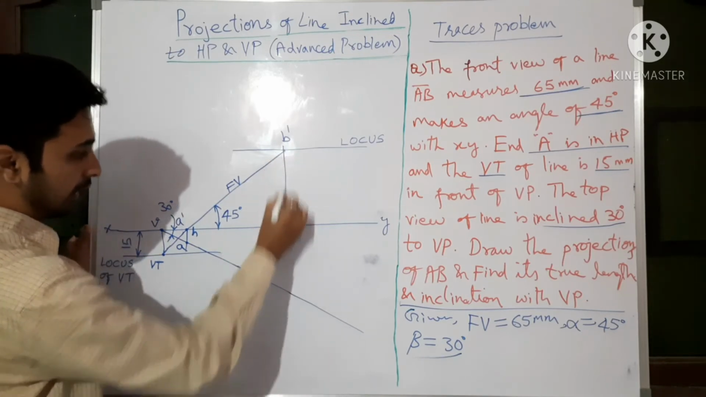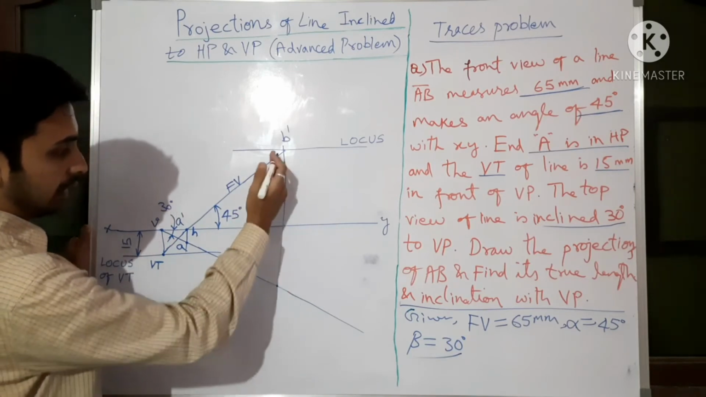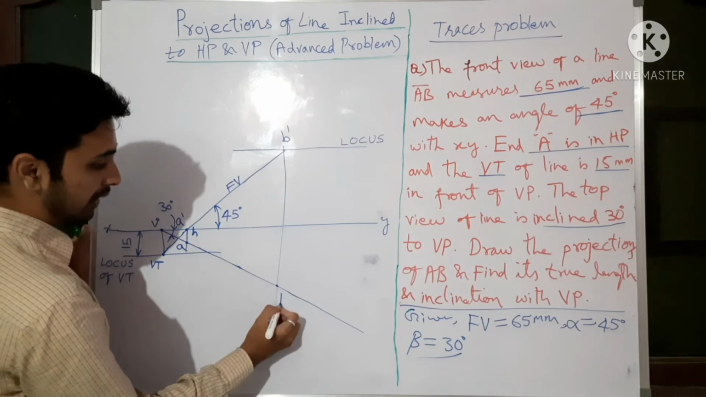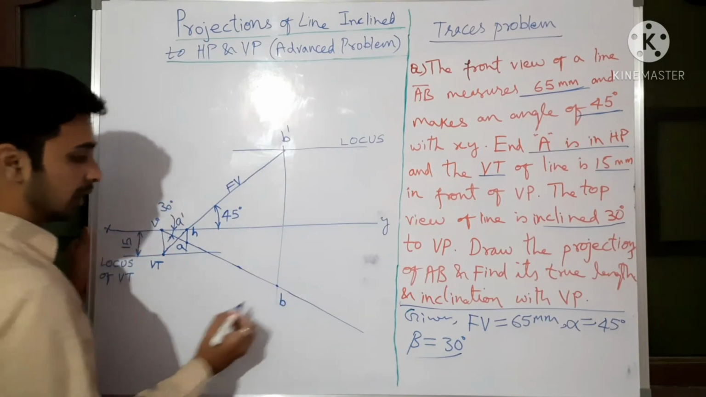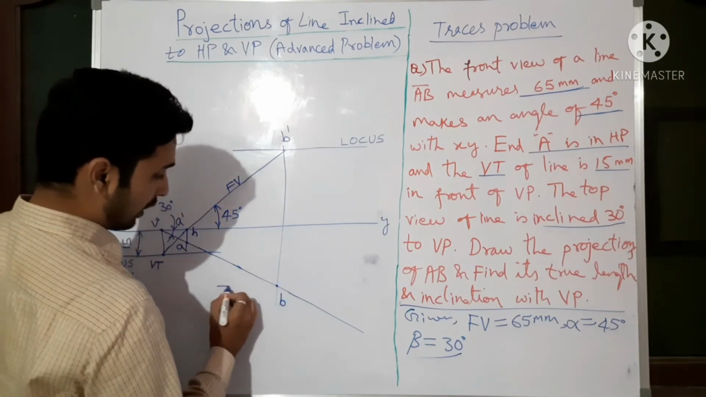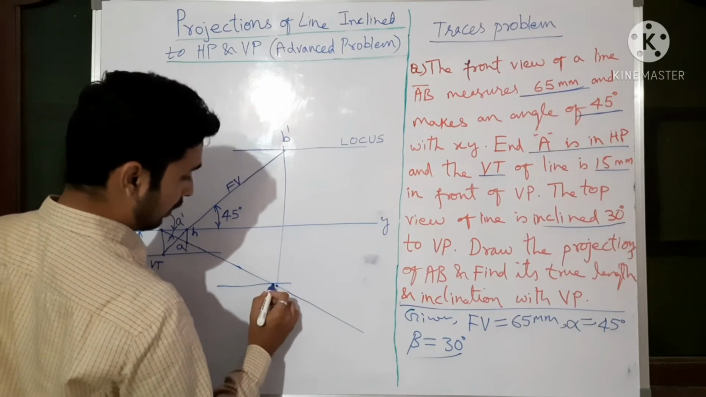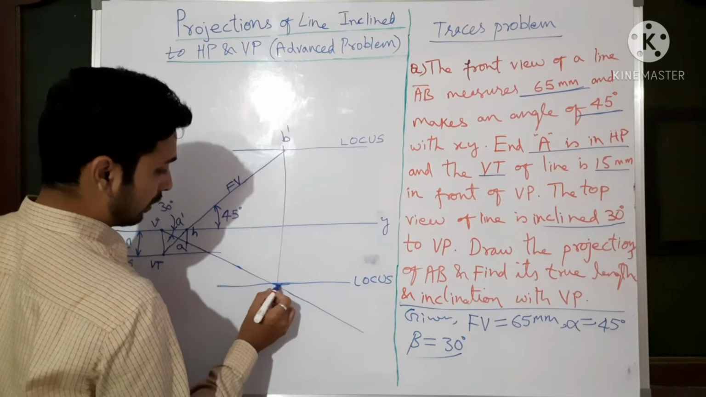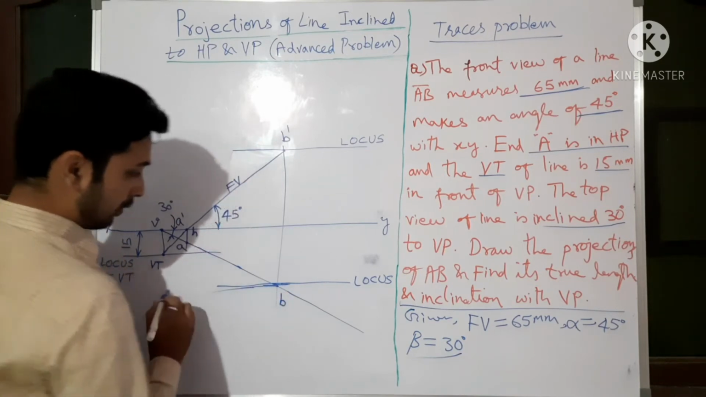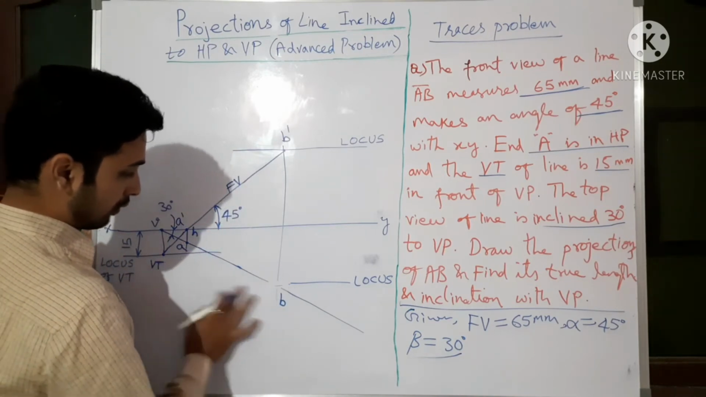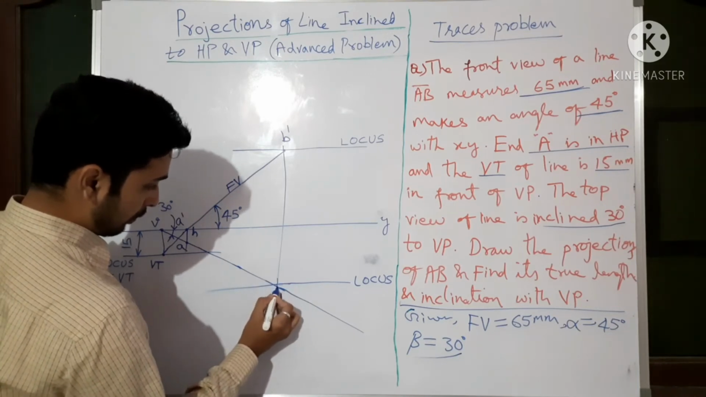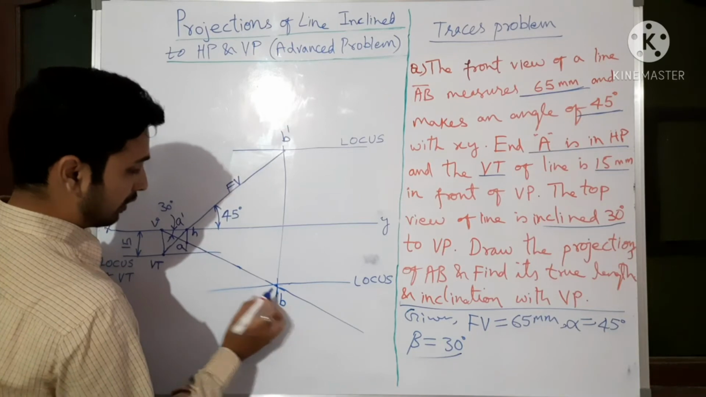Just draw another projector, an end-to-end projector you can call it. So here we will be having B. At this point again draw the locus, as soon as you are getting endpoints you need to draw the locus points. So this is B.